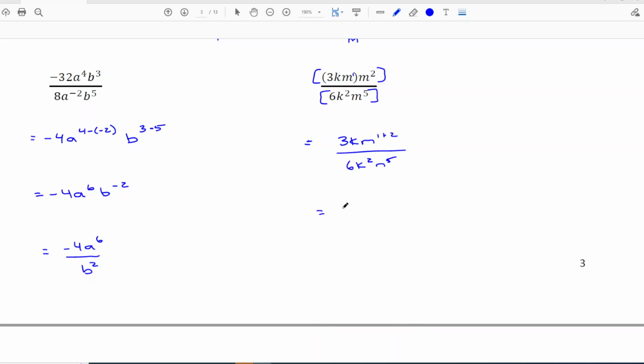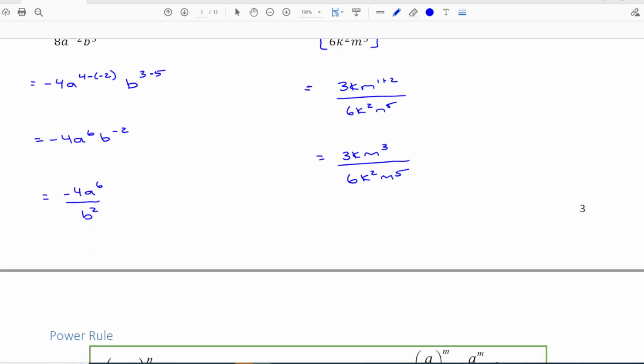That's going to give me 3k m to the 3 in my numerator. And then my denominator, I have 6k squared m to the 5. Now what? Well, now I'm dividing powers of the same base. First thing I'm going to look at is this 3 over 6. For 3 over 6, I'm going to simplify it by saying 3 goes into each once and twice. So I'm going to leave the 1/2. And then I've got my k. So this is a k to the 1.